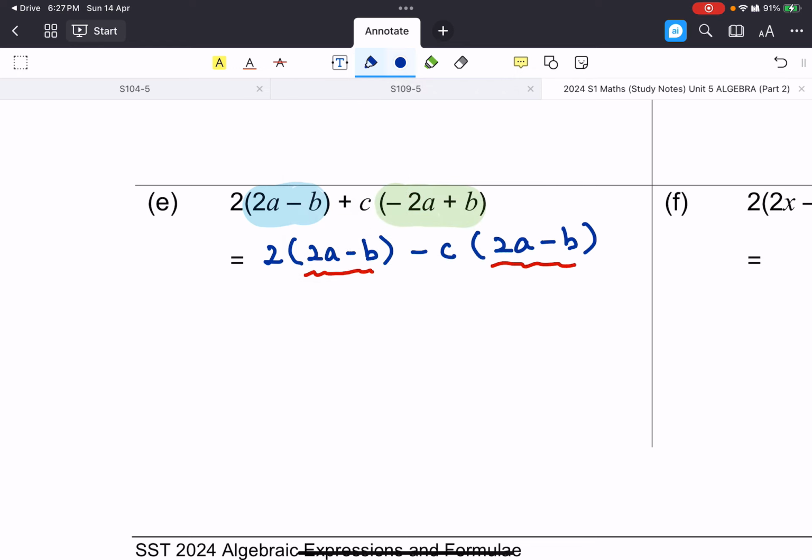So now, the bracket portion looks the same. Therefore, I continue to simplify. Factorize out the 2a minus b. I'm left with 2 minus c.